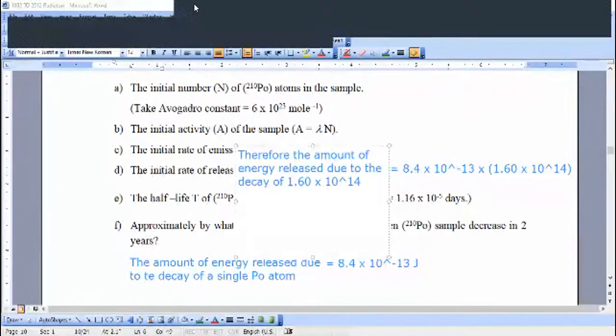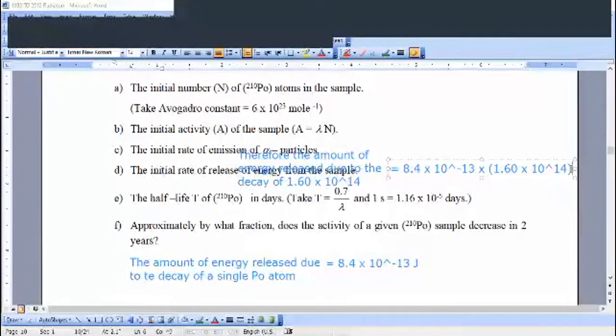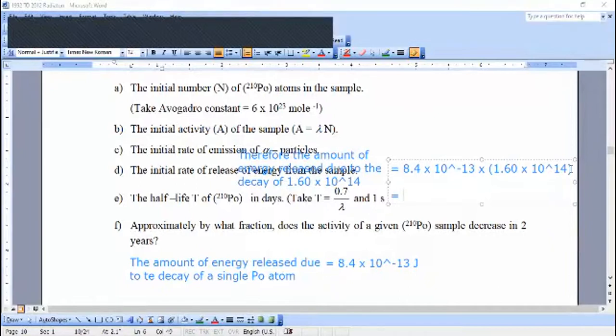If you have multiplied, please tell me the value here. So what is the energy released when 1.60 into 10 to the power 14 atoms decay? Can you simplify and tell me the value? 1.344 into 10 to the power 2. Right, I think your answer is correct.